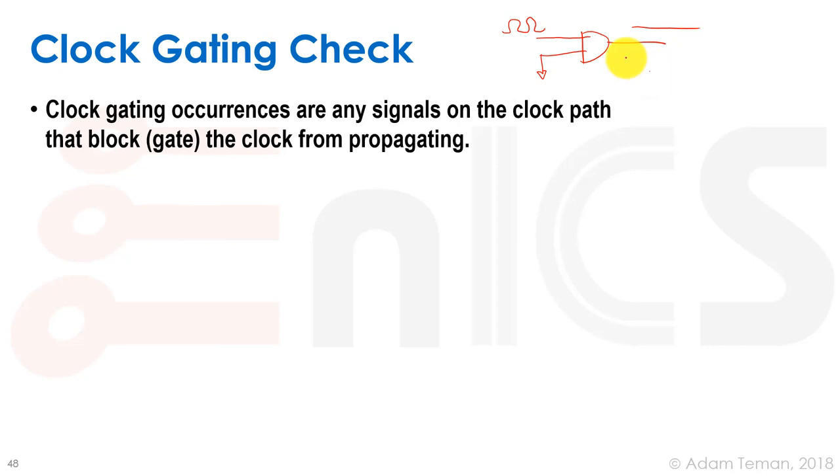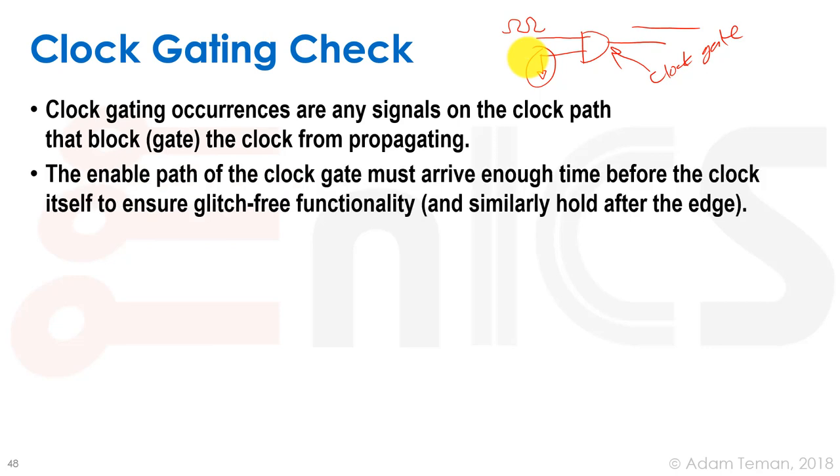So this is considered a clock gate, as we kind of discussed in the previous lecture, but basically any logic on the clock that's not an inverter or a buffer is going to gate the clock at some sort of condition. So we have to do a clock gating check that ensures that the arrival of a signal here will be in time, that it won't cause some sort of a glitch on the clock. So that's what a clock gating check is.